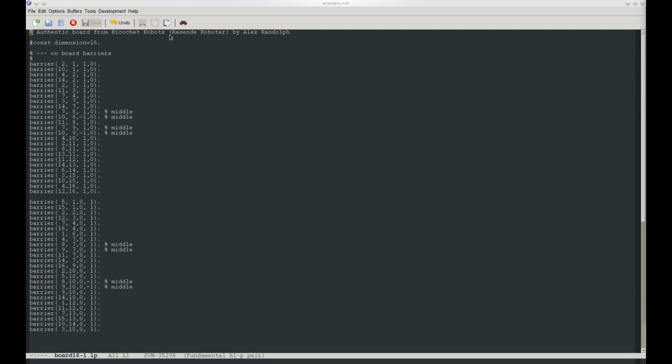The barriers of the board are given by the relation barrier. The first two parameters give you the location of the barrier, and the second two give you the direction in which the movement is blocked by the barrier. That is, 1-0 means that the movement is blocked in east direction, -1-0 in west direction. Similarly, 0-1 means that movement is blocked in south direction, and 0--1 in north direction.